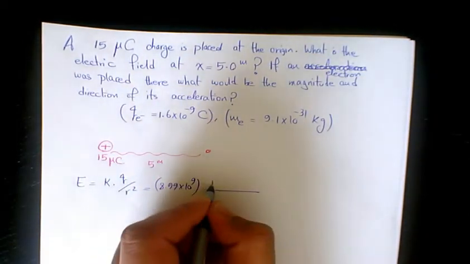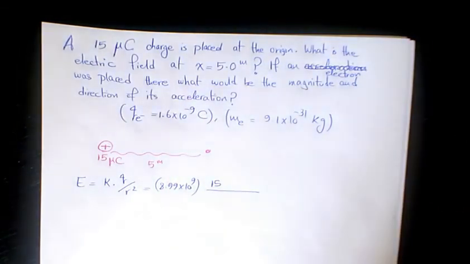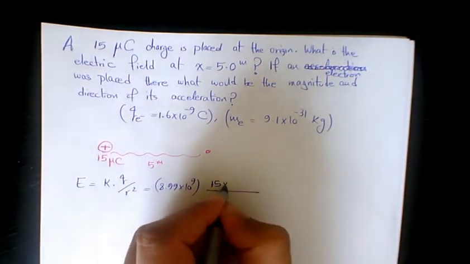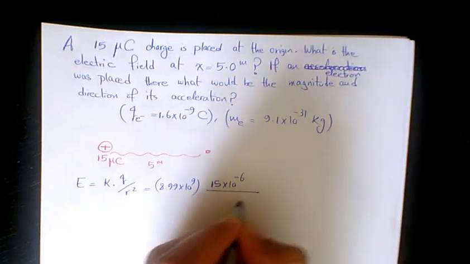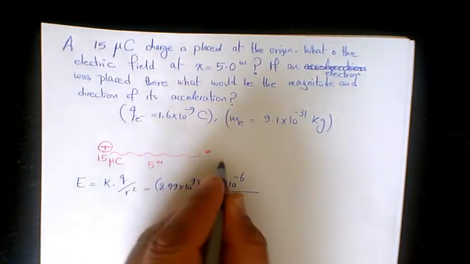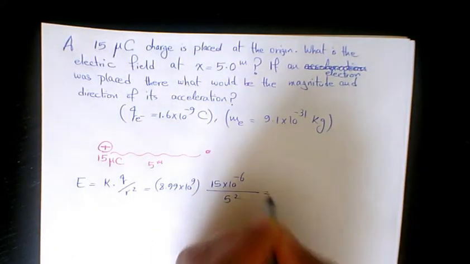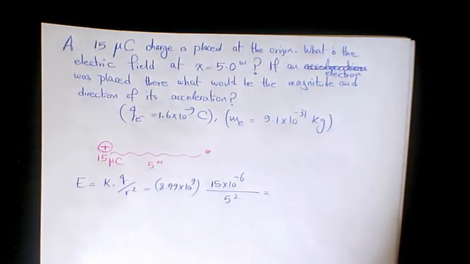Q is this one, 15 microcoulomb. I need to convert it to coulomb, so 15 times 10 to the power of negative 6 coulomb, divided by R squared, which is 5 squared. So that's going to give me 8.99 times 10 to the power of 9 times 15 times 10 to the power of negative 6 divided by 25.